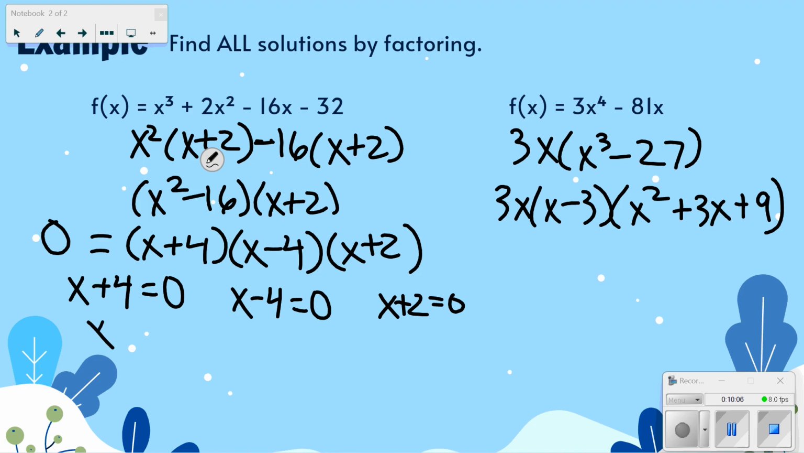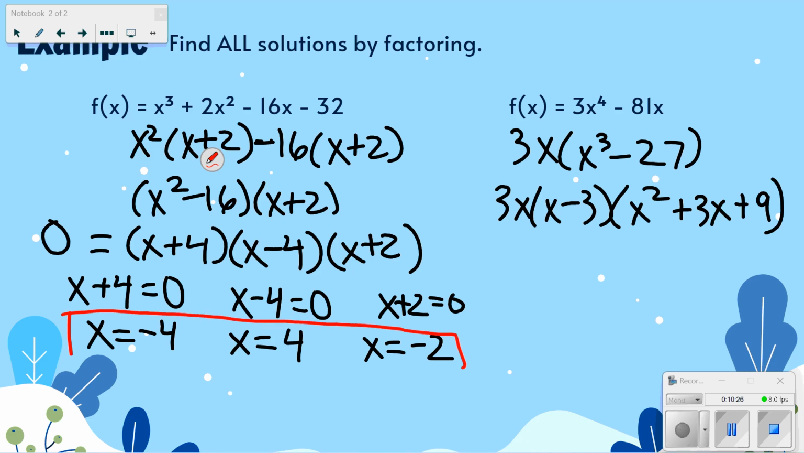And what are my 3 solutions? X equals, what's my first value? -4. What's my second value? Second value for x would be 4, and then lastly we'll have -2. So those are my 3 solutions, and these are all real roots or real solutions. These are my 3 x-intercepts right there.